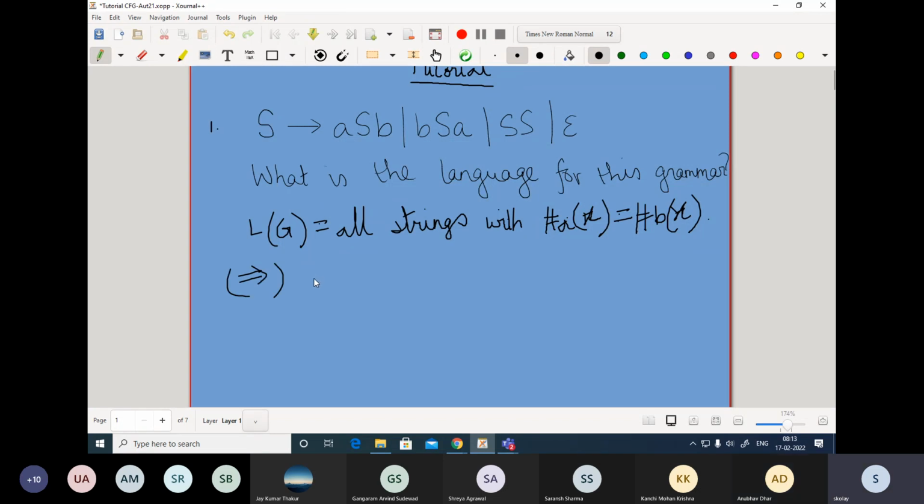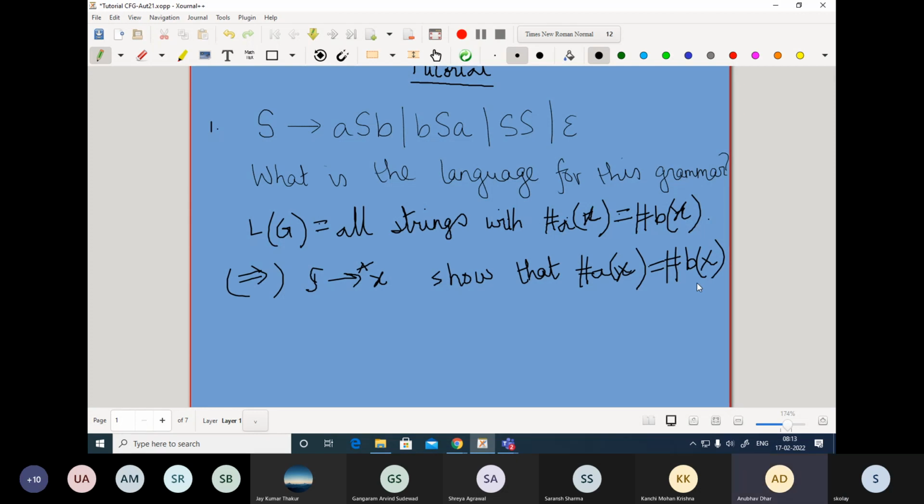Okay, so let's first suppose that S derives some x. Then show that hash a of x is equal to hash b of x. How will you show this? Induction on the length of x. Induction on length of derivation. Length of x, okay. Yes, ma'am. Derivation also.